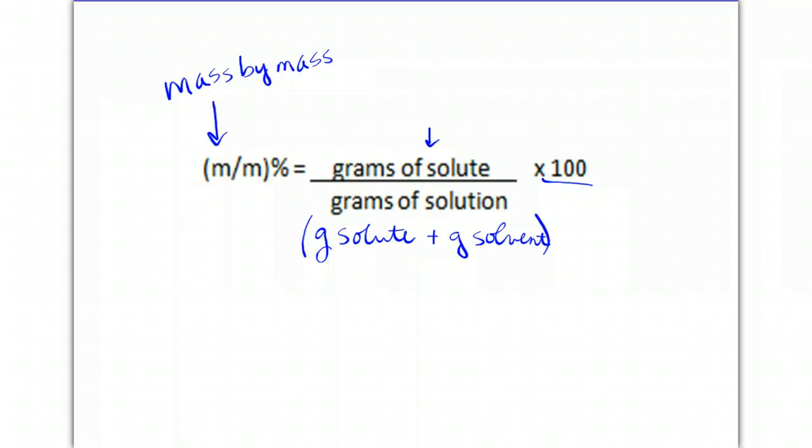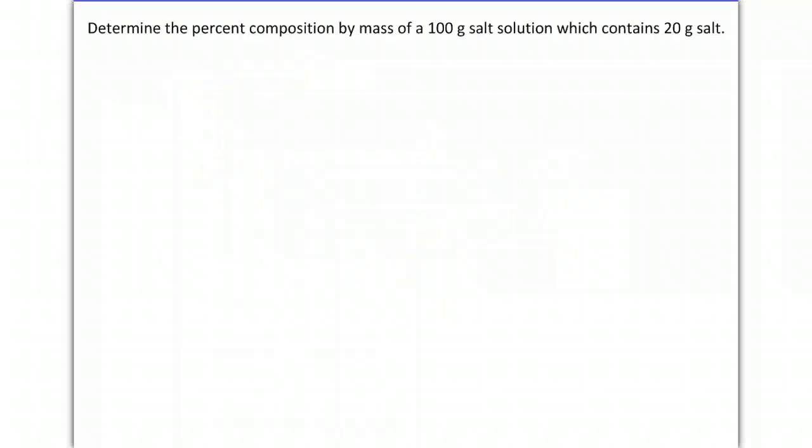So number 1, it says determine the percent composition by mass if you have 100 grams of salt solution and it contains 20 grams of salt. So here, they are specifically telling us how much solution we have. And then salt is going to be our solute.